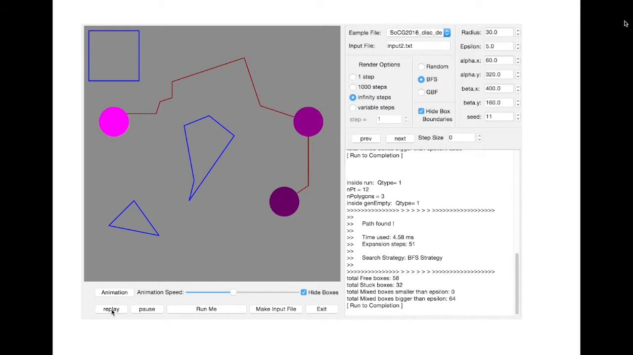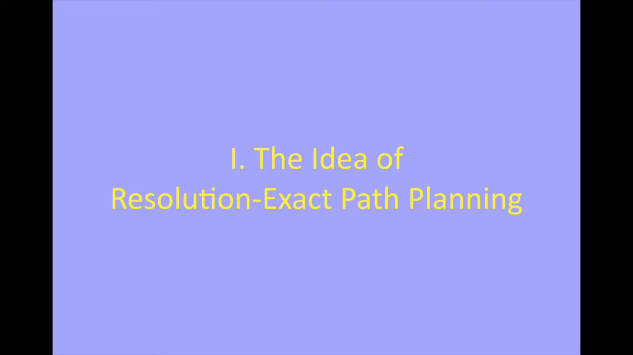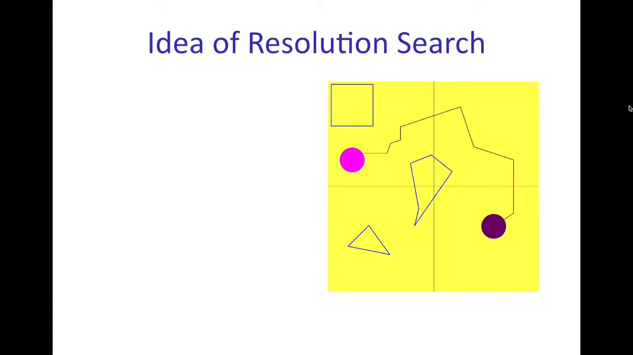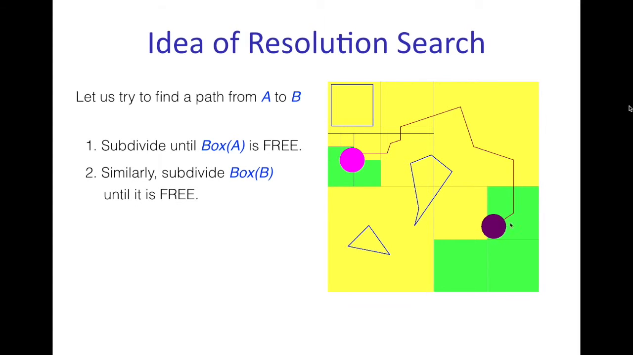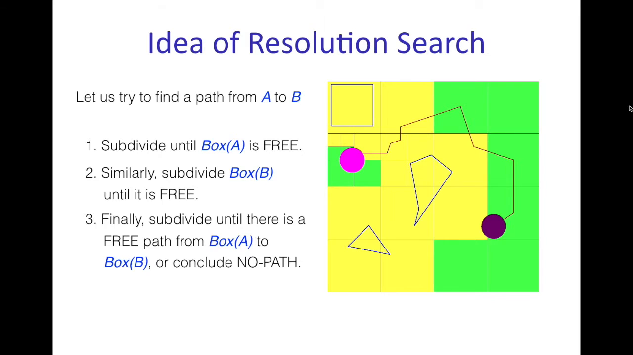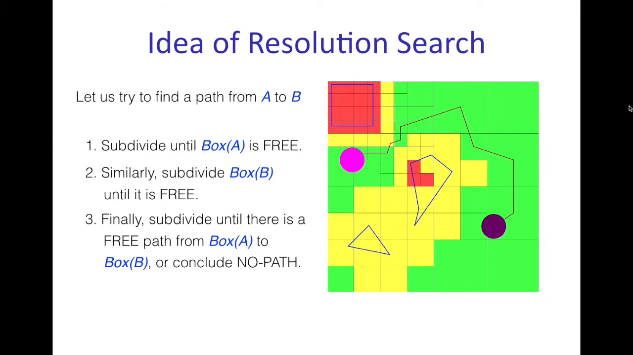Here's an example of a path found for a disk robot in an environment with 3 polygonal obstacles. The subdivision algorithm begins by finding a free box containing the start configuration. Similarly, it finds a free box containing the goal configuration. Finally, boxes are subdivided until there is a free path from beginning to end.